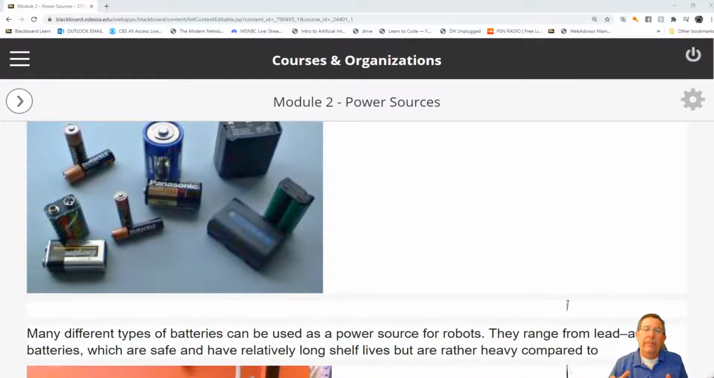But in robots, they do the same thing. They have those battery packs that last forever.